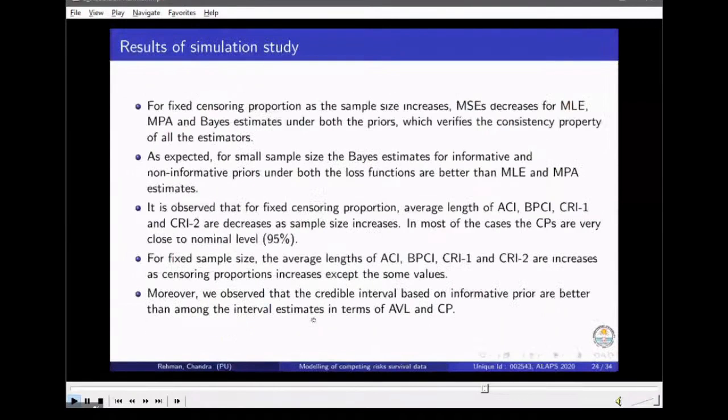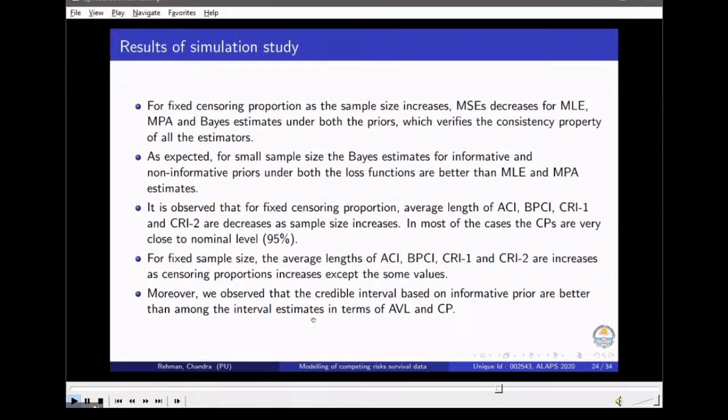For a fixed censoring proportion, as the sample size increases, MSE decreases for MLE, MPA and Bayes estimates under both loss functions, which verifies the consistency property of all the estimators. As expected, for small sample sizes, Bayes estimates perform better as compared to MLE and MPA estimates.